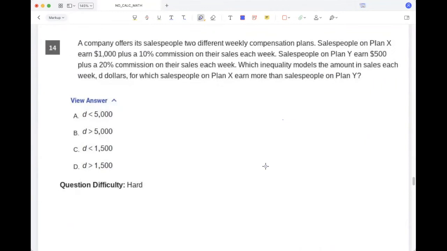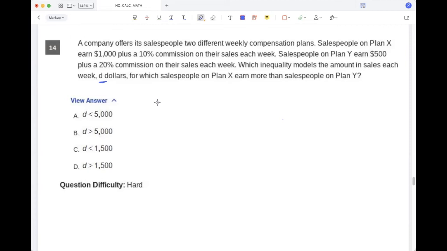A company offers its salespeople two different weekly compensation plans. Salespeople on plan X earn $1,000 plus a 10% commission on their sales each week. Salespeople on plan Y earn $500 plus a 20% commission on their sales. Which inequality models the amount in sales in each week, D dollars, for which salespeople on plan X earn more than salespeople on plan Y?